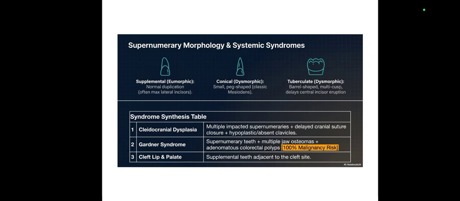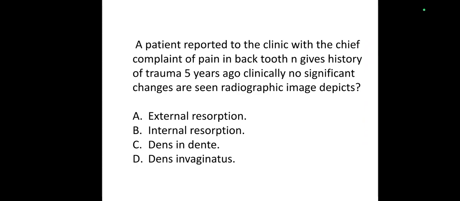Now let's look at question 8. A patient reported to the clinic with the chief complaint of pain in a back tooth and gives history of trauma 5 years ago. Clinically, no significant changes are seen. Radiographic image depicts... So the options are external resorption, internal resorption, dens invaginatus, dens evaginatus.